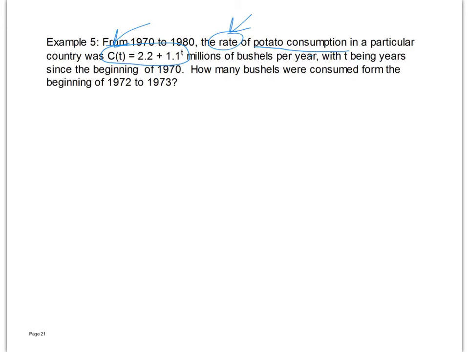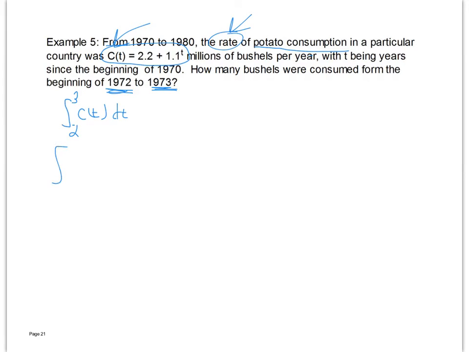T being years since 1970, so 0 means the year 1970. And how many bushels were consumed from the beginning of 72 to 73. So how do we set that up? Okay, if we want to know the net change in bushels over those years, we're going to do the integral of the rate from the first time to the second time. Now, that's 2 because these are years since 70, and that's 3 because years since 70.